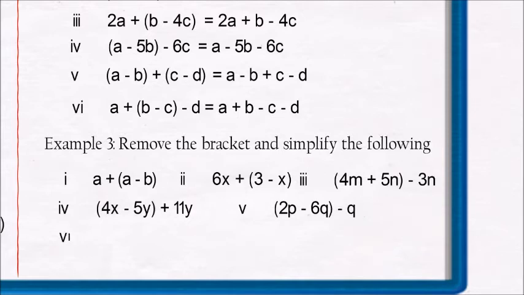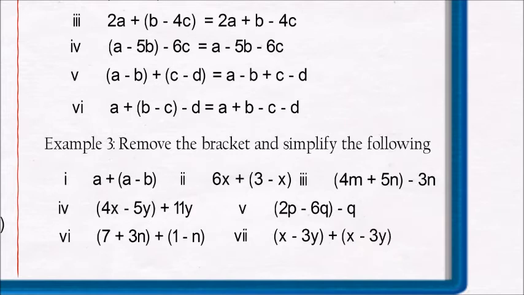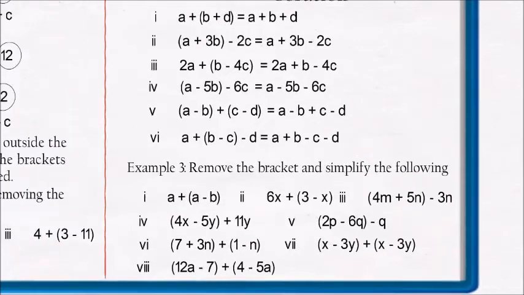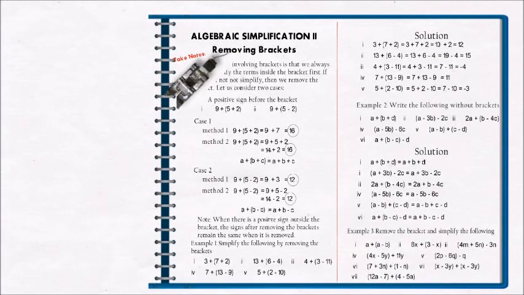6. Open bracket 7 plus 3n close bracket plus open bracket 1 minus n close bracket. 7. Open bracket x minus 3y close bracket plus open bracket x minus 3y close bracket. 8. Open bracket 12a minus 7 close bracket plus open bracket 4 minus 5a close bracket. Now from the question we're told clearly that we're expected to first remove the bracket, then go ahead and simplify.